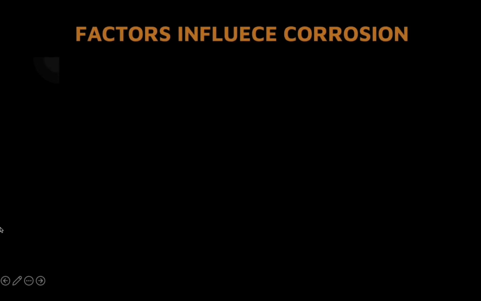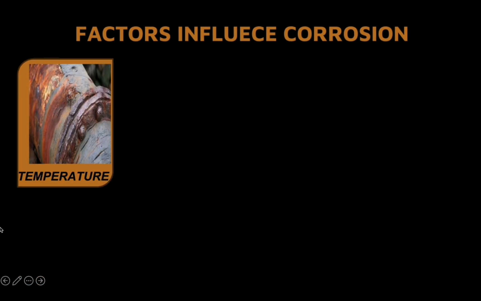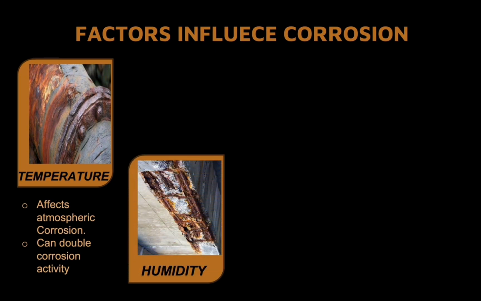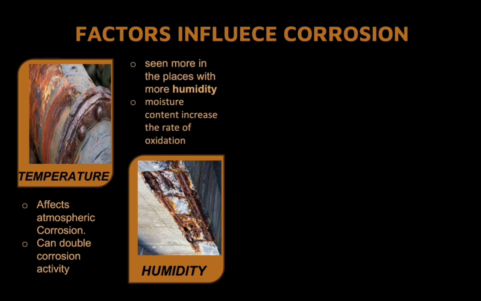Now, let me talk about the factors that are influencing corrosion. The first one is high temperature. It can affect atmospheric corrosion and it can also double corrosion activity. Next is followed by humidity. Corrosion is seen more in places with more humidity, as moisture contact increases the rate of oxidation.